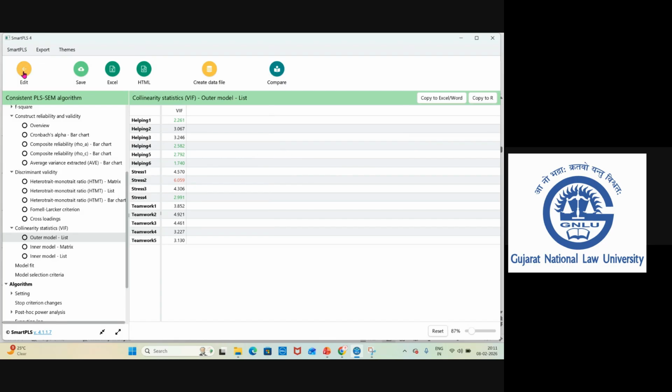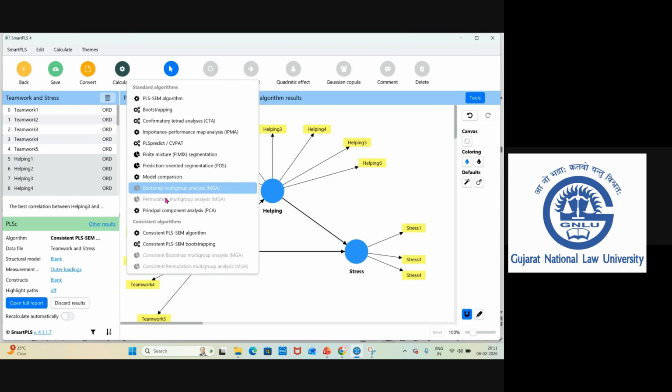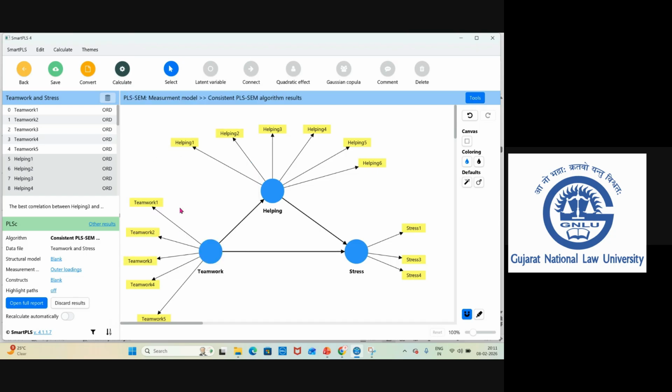So what we are going to do is just click on edit. Where is the stress here? Stress 3, right? We have stress 3, stress 2. Yeah, this one. I'm going to delete this particular indicator. So how to delete it? Select the particular indicator, right click, and click on delete. Once we delete it, go back again, calculate, consistent PLS algorithm, start calculation.